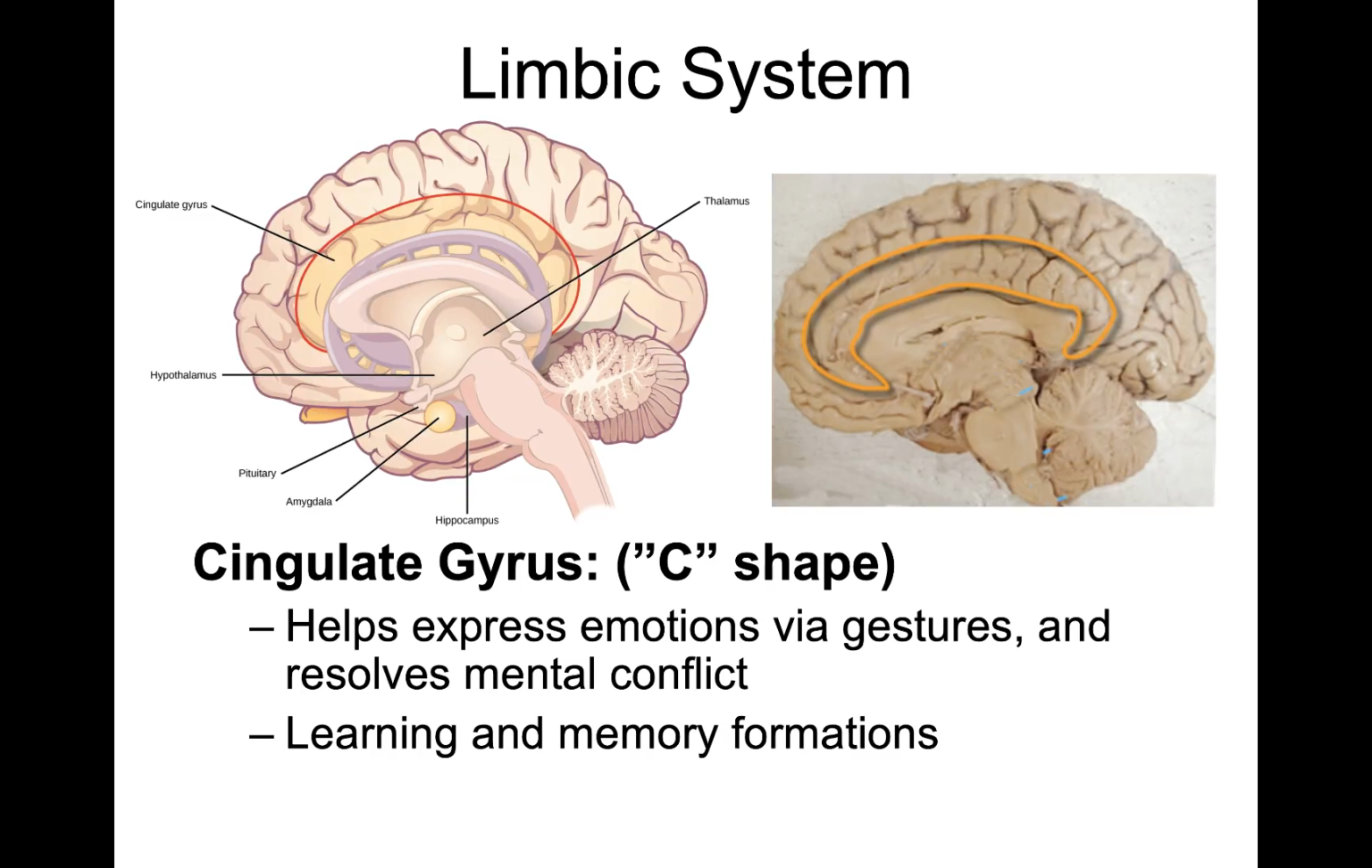For the limbic system, located in this area, there's this C-shaped structure, and that's called the cingulate gyrus. It's going to look like a C. The cingulate gyrus is an anatomical feature that helps with emotions and memory formation.